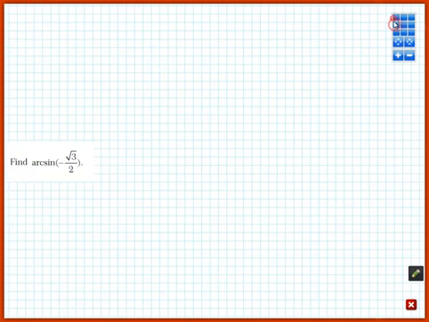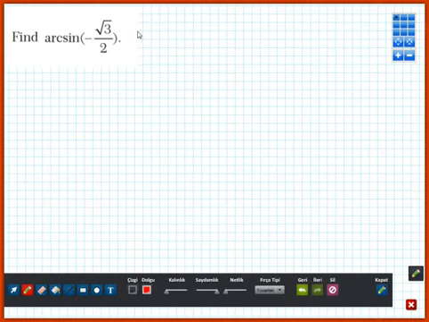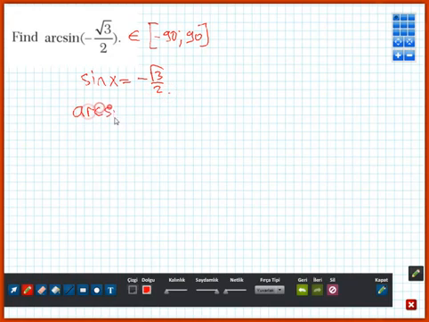Here the question is, for which angle between minus 90 and plus 90 will the sine be minus root 3 over 2? We have to find the angle between minus 90 and plus 90 whose sine is minus root 3 over 2. The sine is negative in the fourth quadrant, so the angle must be less than 0, negative. So sine x is equal to minus root 3 over 2, and arcsine of minus root 3 over 2 is the angle less than 0 for which the sine is minus root 3 over 2. It's minus pi over 3. Okay, now let's solve another example.